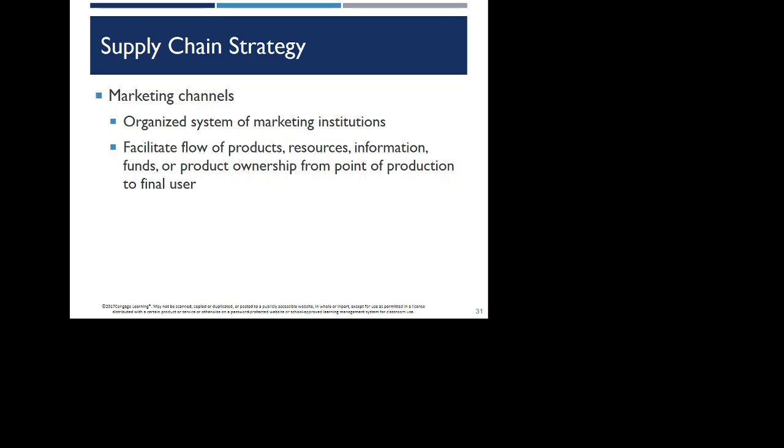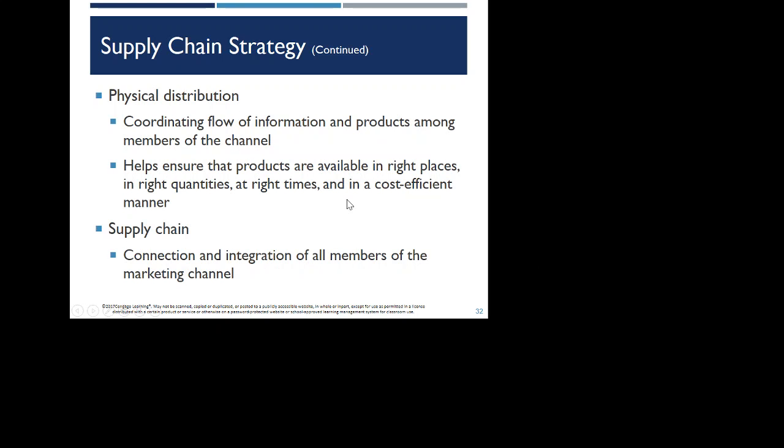Distribution or supply chain, here we're talking about getting products to consumers and the value that we create by doing so. Physical distribution is, again, getting products to consumers. Supply chain has to do with all the members that help get the products from the producer to the consumer.